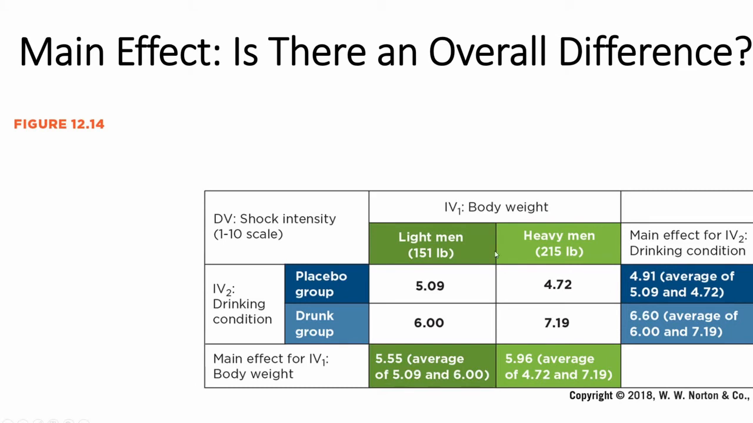But where we really start to see differences is when we look at the difference between our placebo group and our drunk group. So if we look at our main effect of drinking condition, we are comparing 4.91 and 6.60. So again, we're not doing the physical calculations to tell the difference to find out that this is a significant main effect. But I can tell you that this here is set up to be a significant main effect. So here we would say that there is a significant main effect of drinking condition in this experiment.